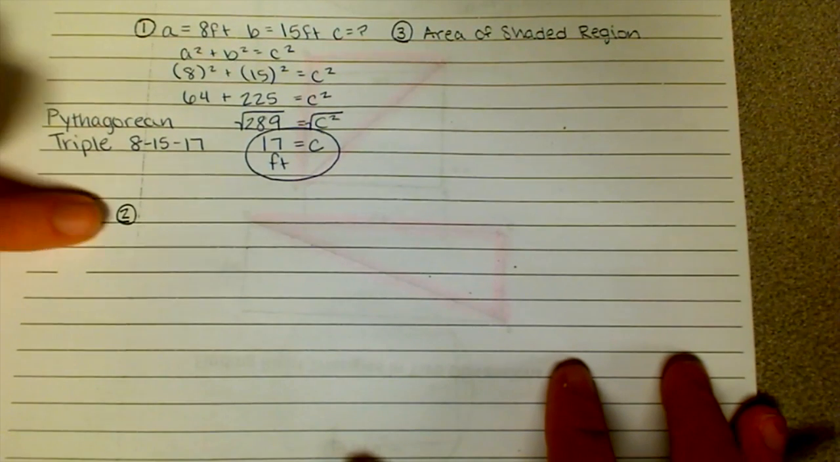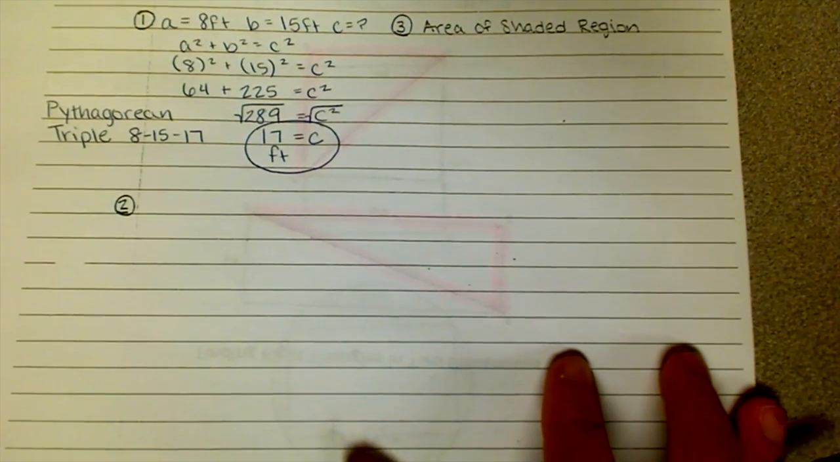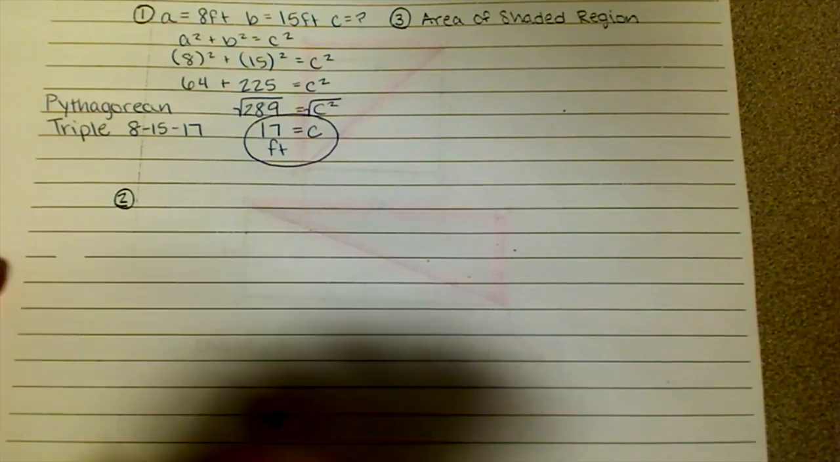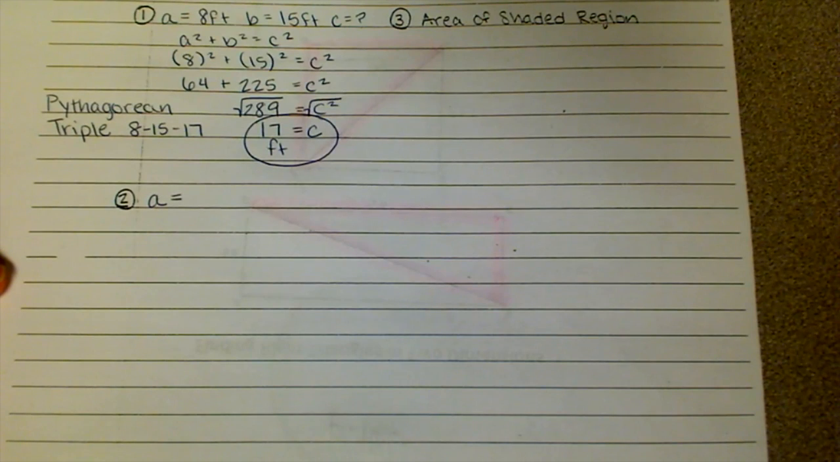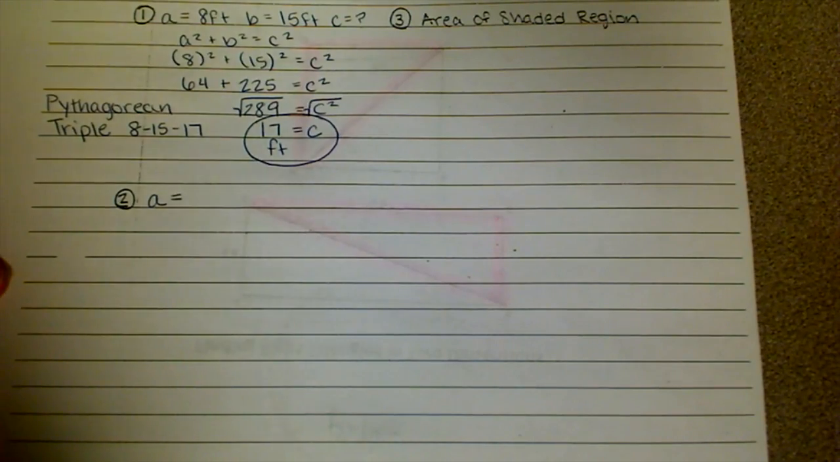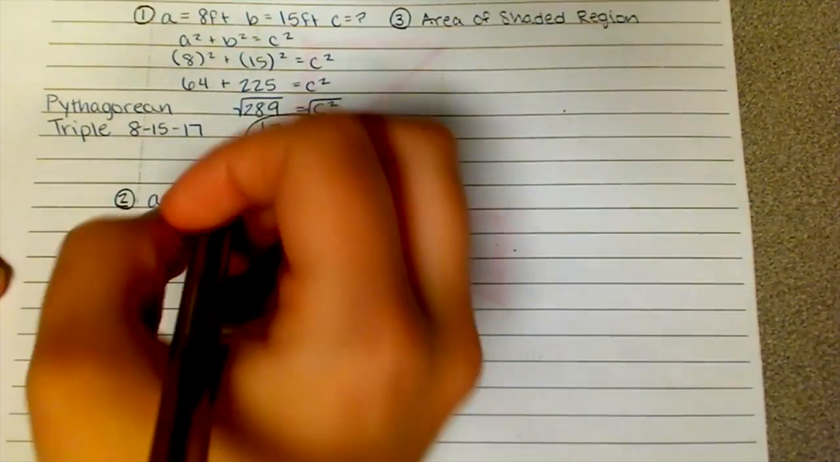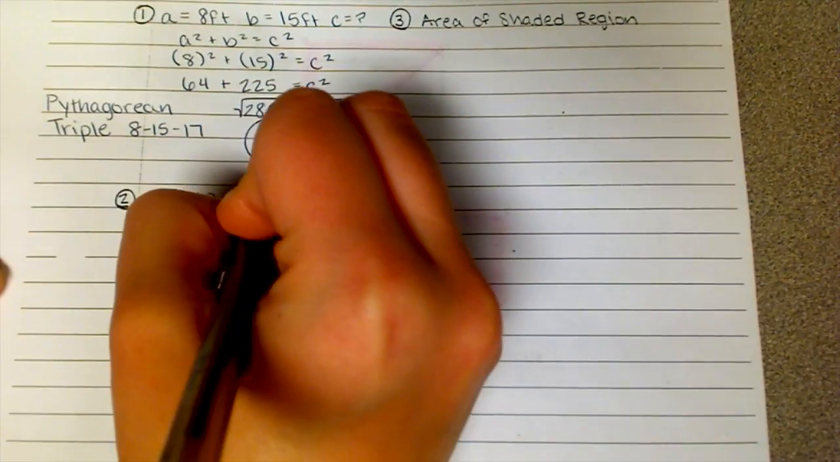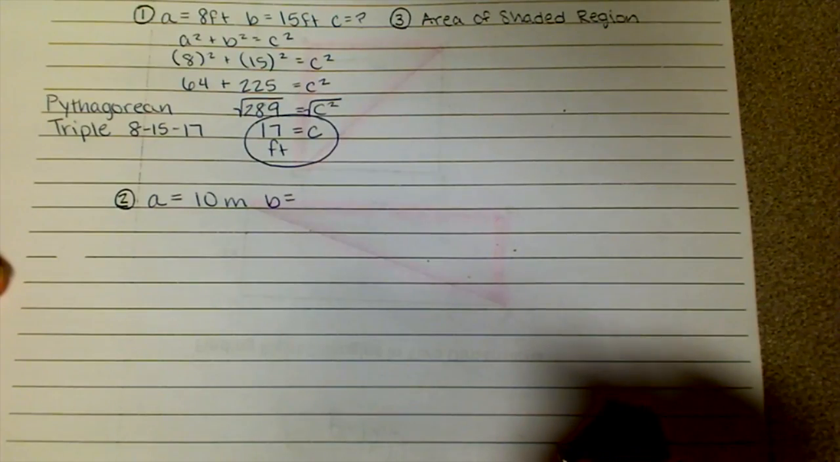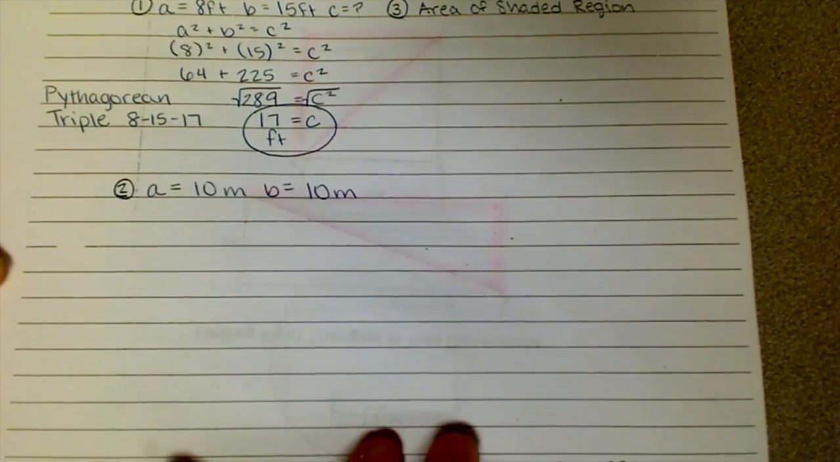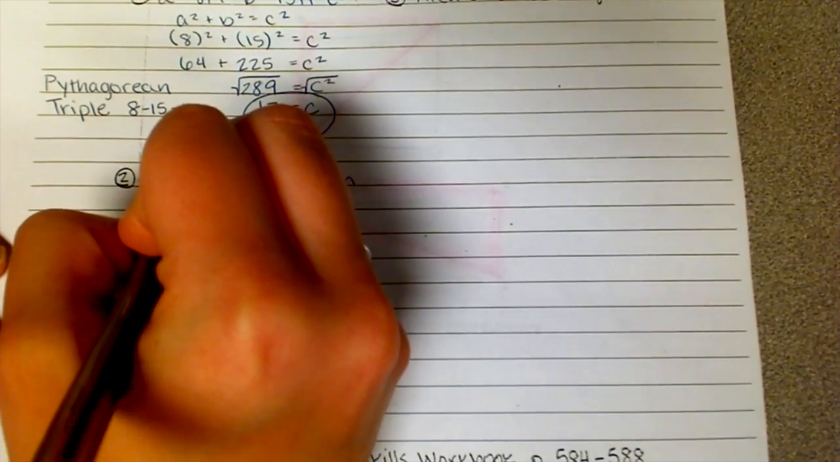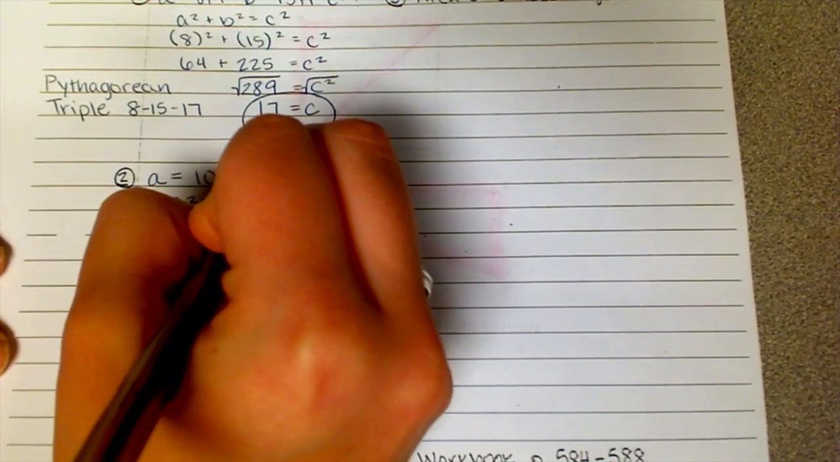All right, let's take a look at number 2. The second one is a square. What is our A side length on this square? We're looking for, we created a right triangle. What's the length of the leg? 10 meters. And then it's a square, so all sides are the same, so B is 10 meters again. And we're trying to find C. A squared plus B squared equals C squared.